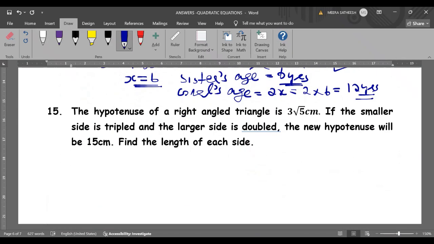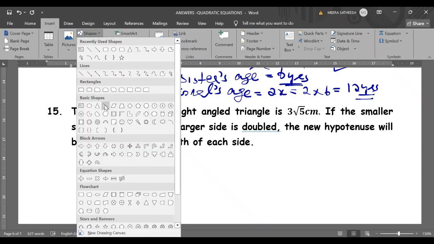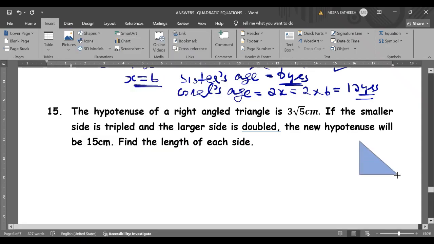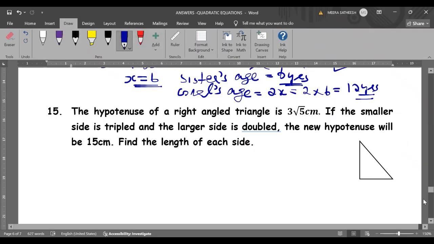The hypotenuse of a right angle triangle is 3 root 5 centimeter. If the smallest side is tripled and the largest side is doubled, the new hypotenuse will be 15 centimeter. Find the length of each side. So now let us consider one right angle triangle. Let the smaller side be x, longer side be y.